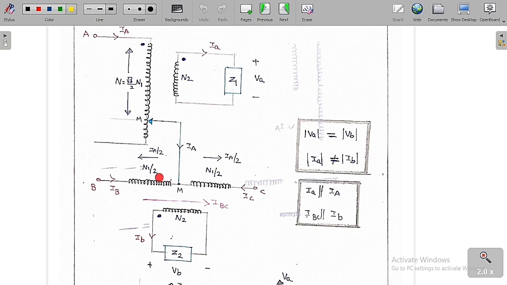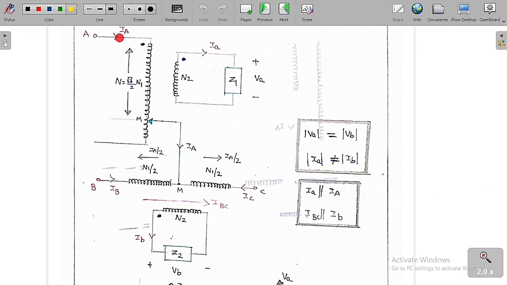Then we can see clearly, if you are going to give a three-phase balanced supply, the load voltages, or you can say two-phase balanced voltages, we are going to get. So mod of VA is equal to mod of VB. But the loads are of different values, so the currents are also different values. So mod of IA is not equal to mod of IB. And I have already told you, IA is always parallel to IAC and IB is always parallel to IBC.